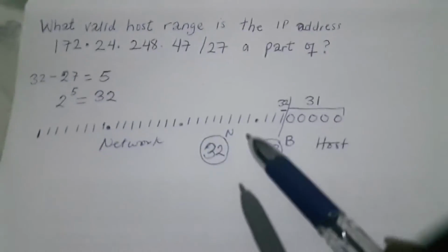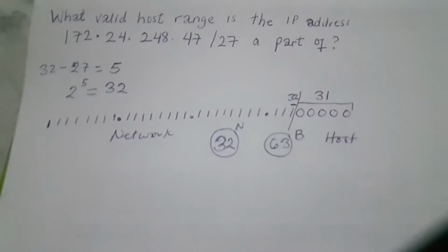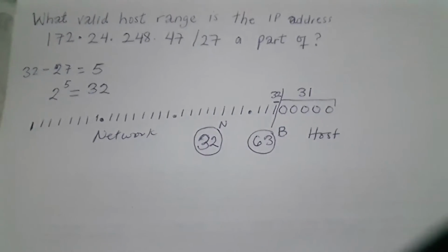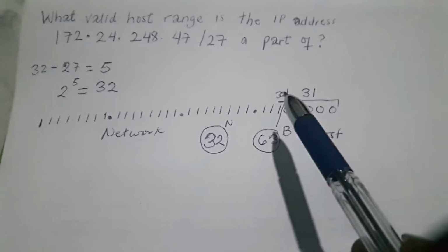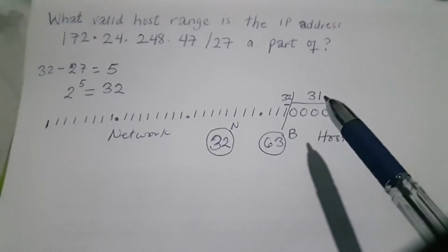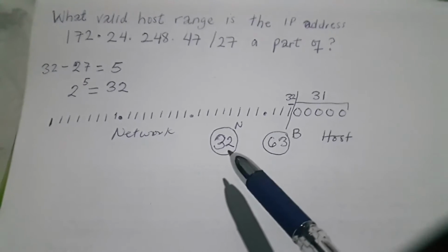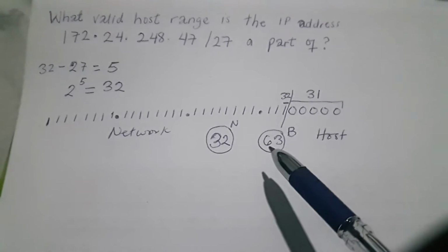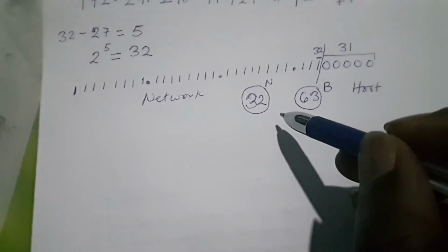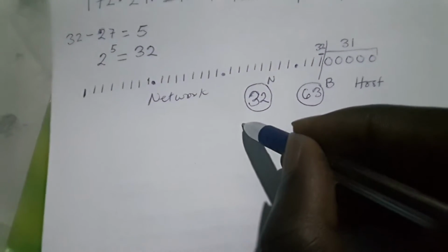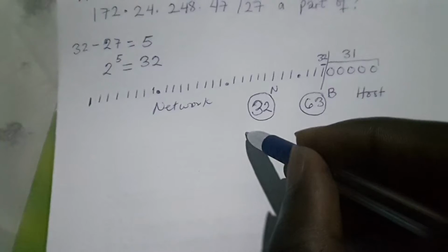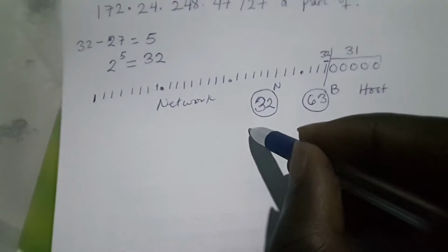Hope you're getting things right tonight. This is our broadcast. So we added 31 plus 32. We first put down this 32, and we add this 31 to this 32, which gives us 63. So now our valid host range in this IP is going to be minus 2, because we're going to reserve one for the broadcast and one for the network.